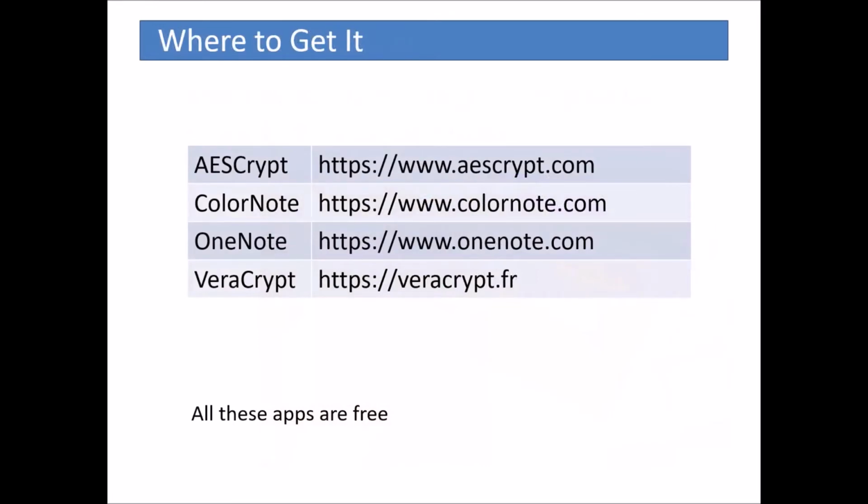So where do you get all this stuff? Well, here they are. Here's AES-Crypt, ColorNote, OneNote, and VeraCrypt. They're all available for free, and there are the locations to get them. And you can take a screenshot of this, as I think Judy had suggested, but I'll also make the slides available to anybody that wants them, so this slide will be part of it.